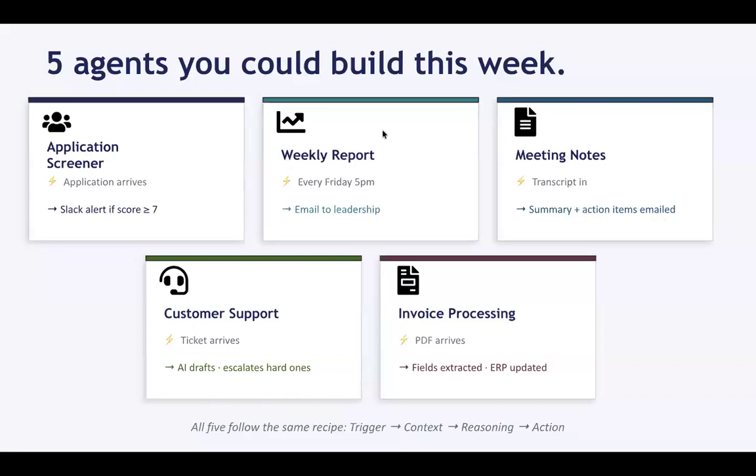These are examples of agents you would probably be able to build after this presentation. Like I just gave you an example, a job application screener. If an application arrives, the AI will score it out of 10, and give an alert if the score is 7 or more. It'll send a Slack message to some leadership. Then you could build a weekly report agent that is automated every Friday at 5 p.m. and emails your boss or project manager the weekly report.